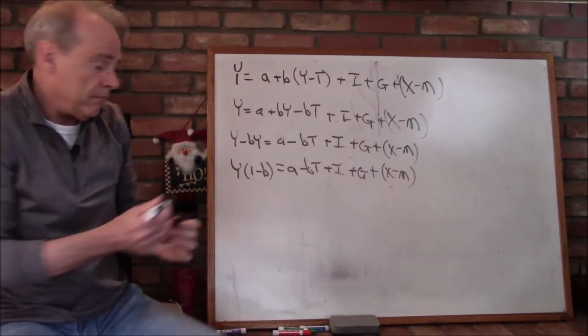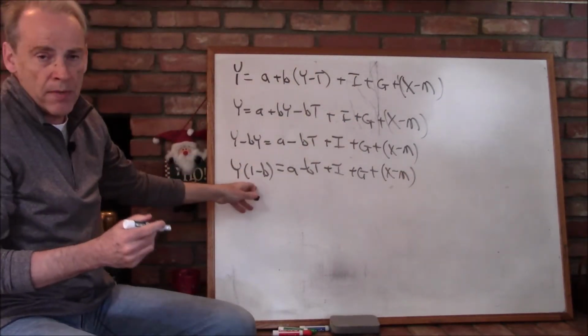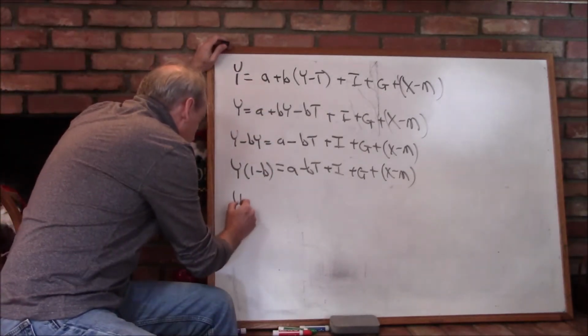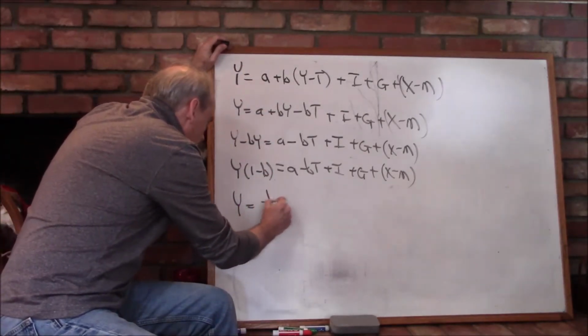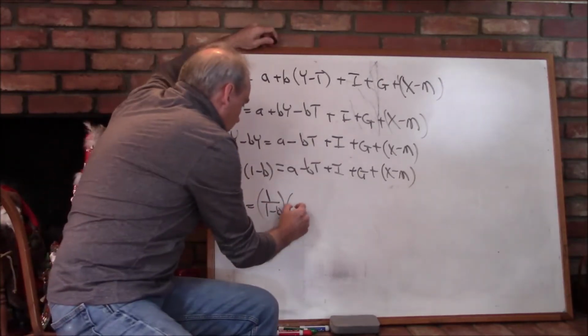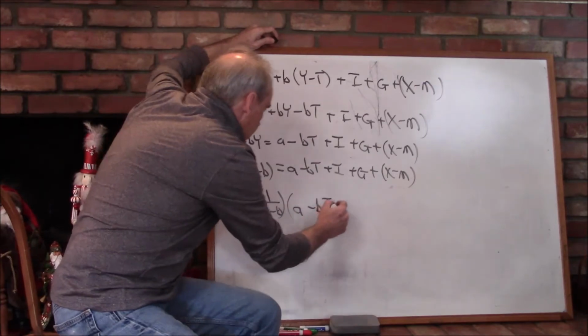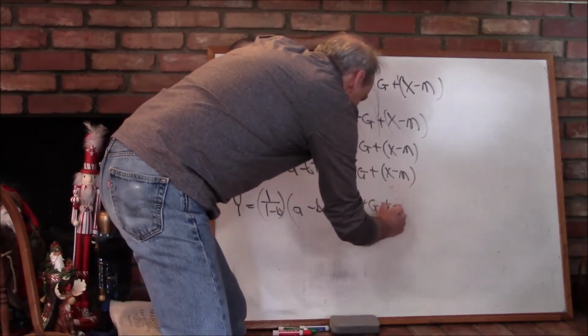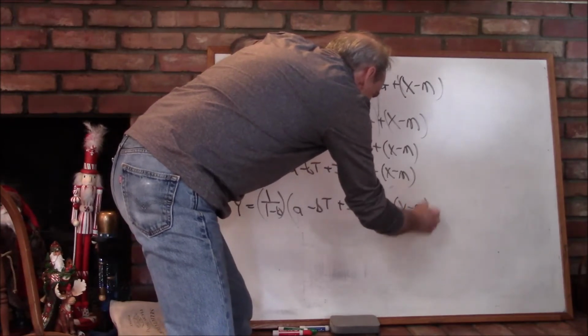And then divide both sides by 1 minus b, or in other words, multiply both sides by 1 over 1 minus b. Y equals 1 over 1 minus b times a minus bt plus I plus g plus x minus m.